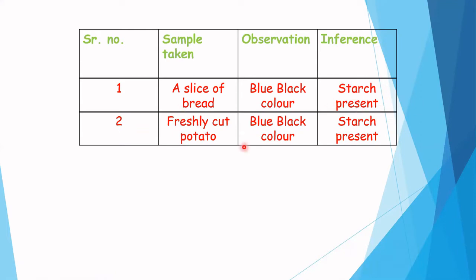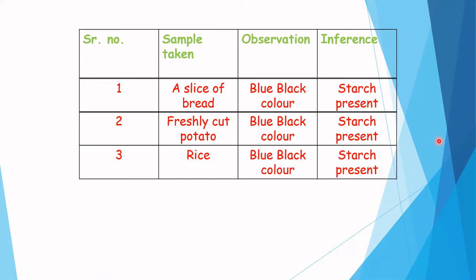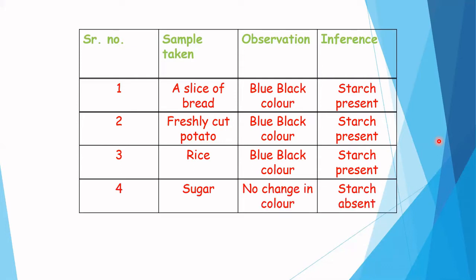Then second is freshly cut potato. After adding iodine, we observe that the color changes to blue-black. So we conclude that in potato starch is present. Third, rice. So here also blue-black color. So the starch is present.